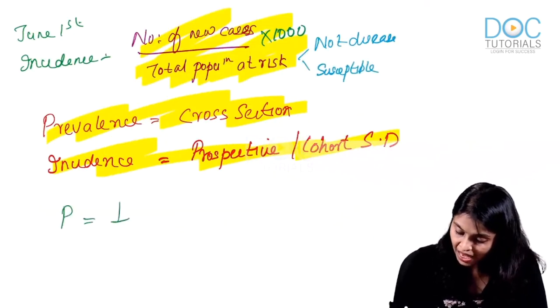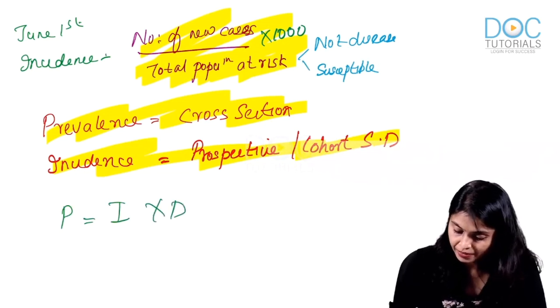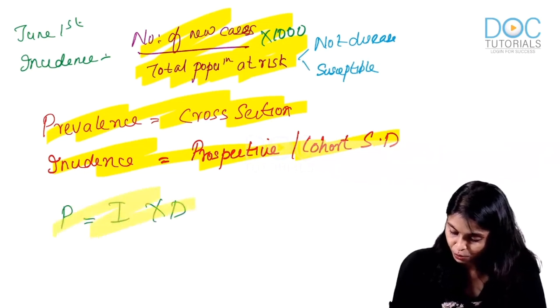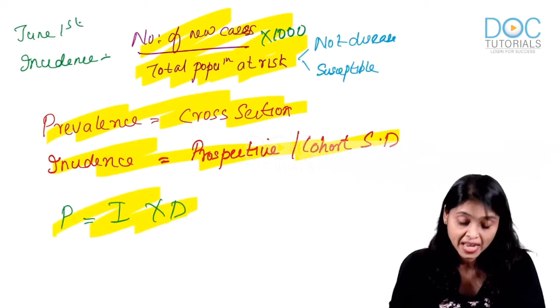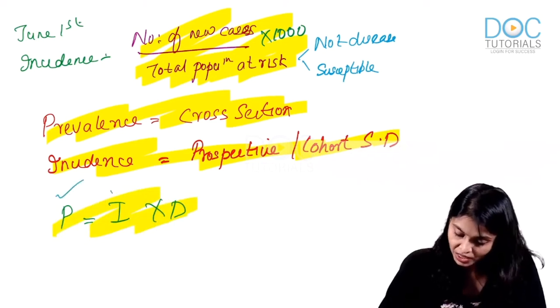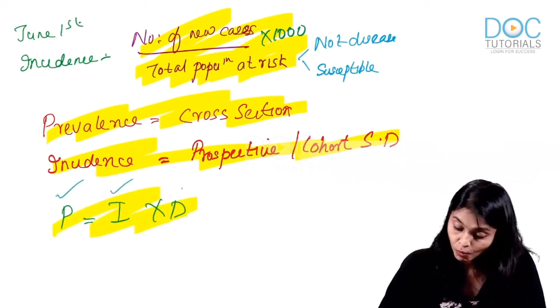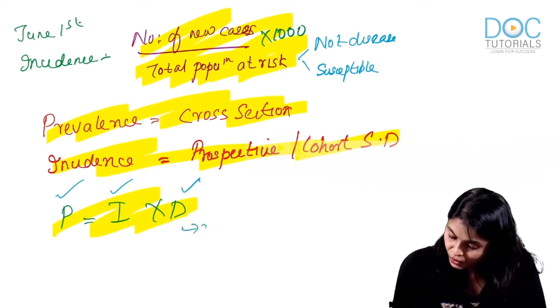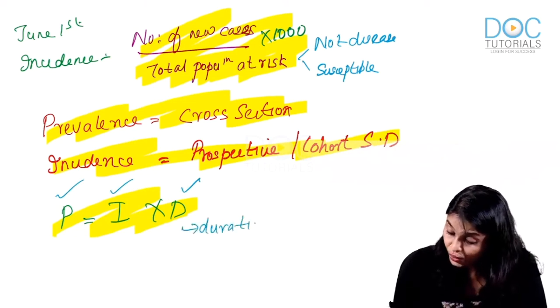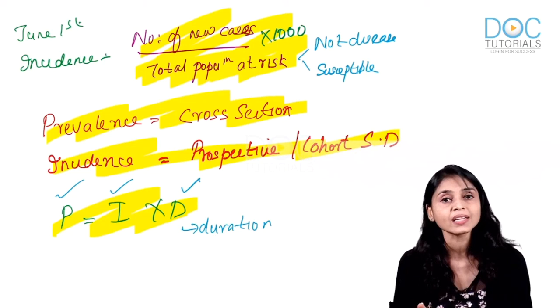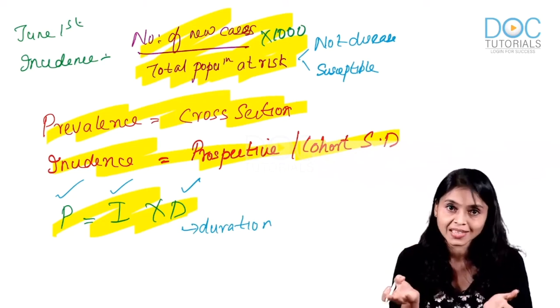P equals I into D. That is also an MCQ. P equal to I into D. By the way, what is P? Prevalence. What is I? Incidence. What is D? It is duration. That means as duration increases, prevalence goes on increasing, right? Think. That's how it works.